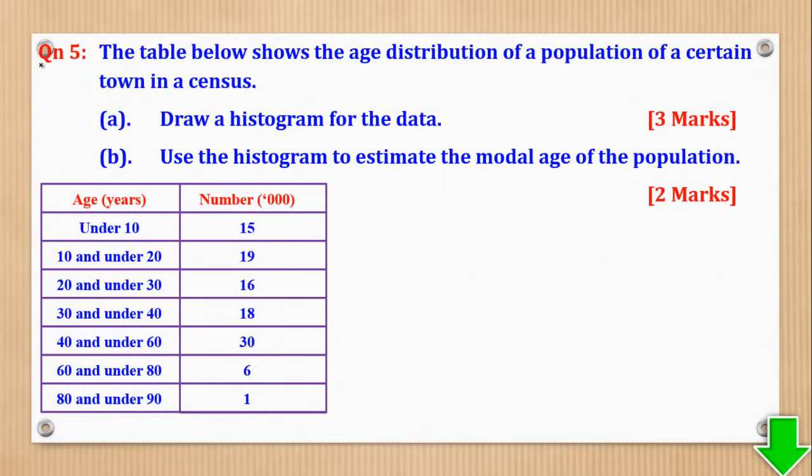Then question five is under statistics, and that is grouped data. It says, the table below shows the age distribution of a population of a certain town in a census. Part A, draw a histogram for the data. And part B, use the histogram to estimate the mode age of the population. So if you see the word under and under, it means the class is the same as class boundary.